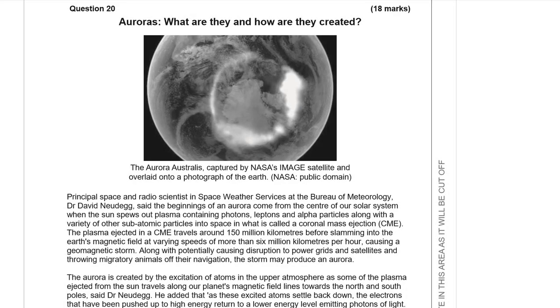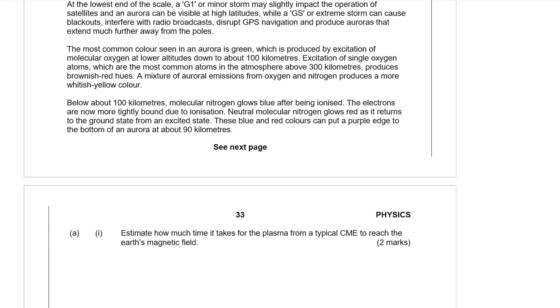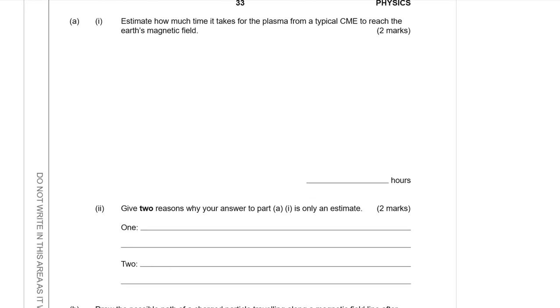Okay, lucky last, question 20. So we've got an article here that was taken from the ABC, and abbreviated obviously, and then some questions at the end. So I'm going to assume you've read the article. The first part of the question is to estimate how much time it takes for the plasma from a typical coronal mass ejection to reach the Earth's magnetic field.